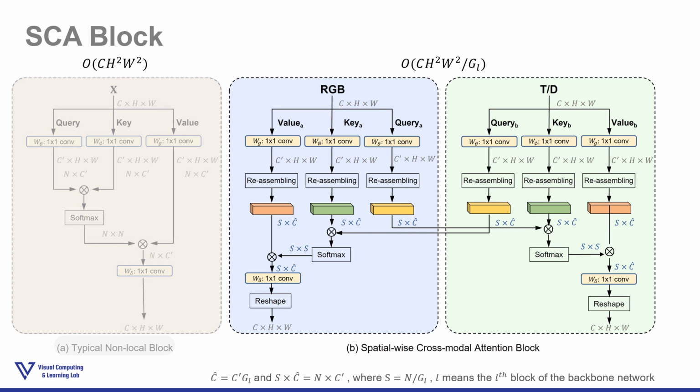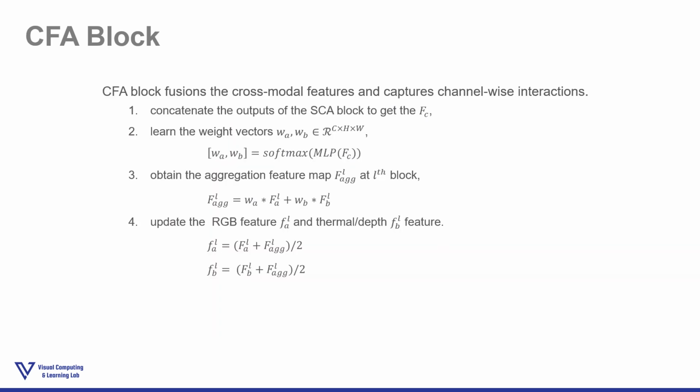Therefore, the computational cost of our SCA block is GL times less than the computational complexity of a typical non-local block. To complementarily aggregate cross-modal features according to their characterization capabilities, we propose a CFA block to fuse the cross-modal features and capture channel-wise interactions. The CFA includes the following 4 steps. Through the CFA block, the network can increase sensitivity to informative features on the important channels and enhance the final feature map. Hence, the module can adaptively provide more discriminative and richer characteristics to increase cross-modal crowd counting performance.